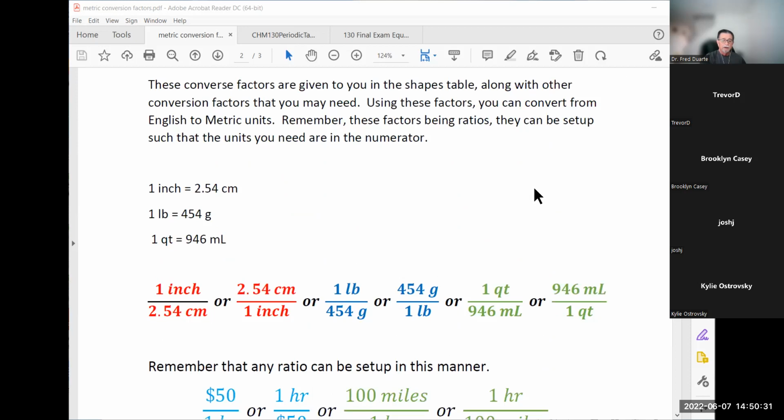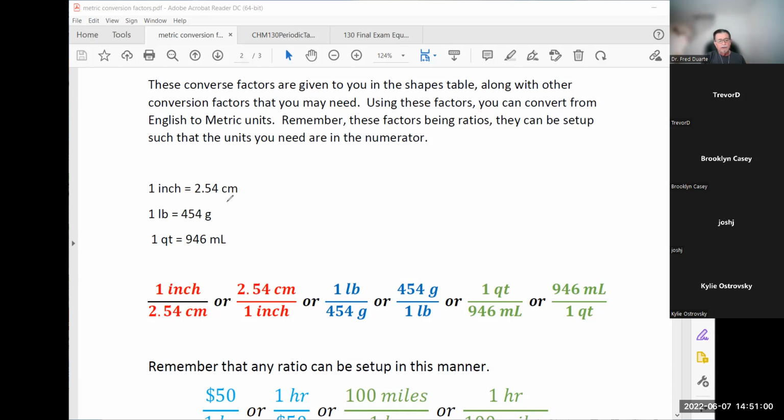There are 3 conversion factors that we give you, okay? They're in the shapes table. That is 1 inch is equal to 2.54 centimeters. Okay, that gets us from the English to the metric. 1 pound is equal to 454 grams. And 1 quart is equal to 946 milliliters.